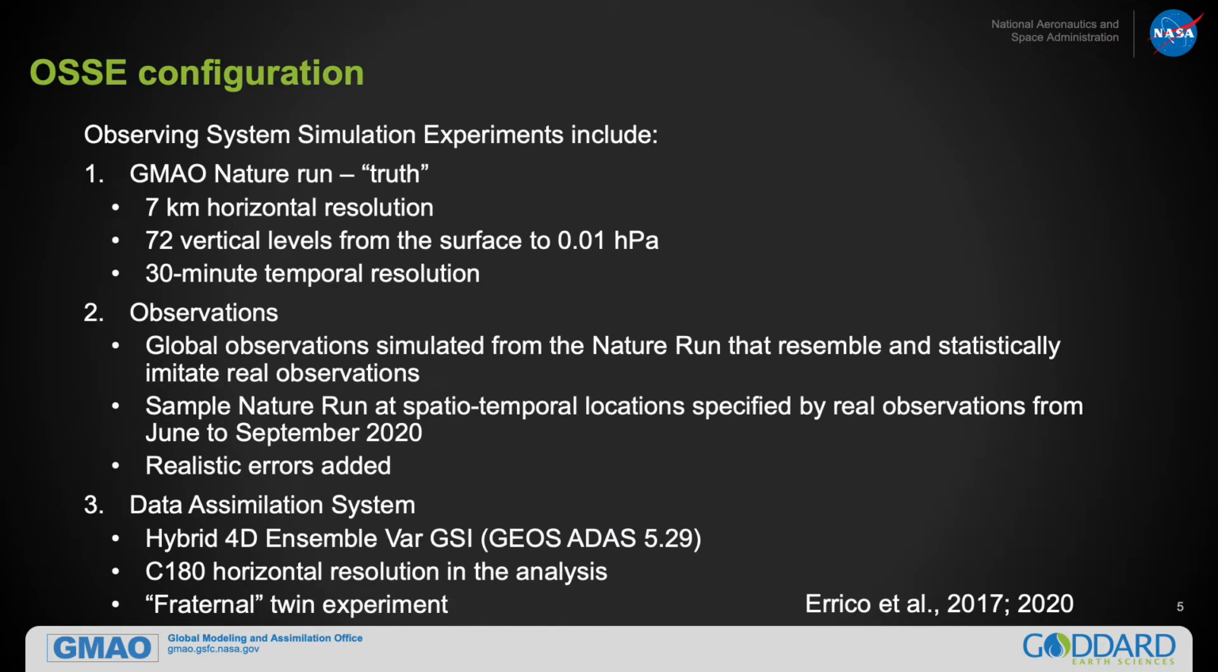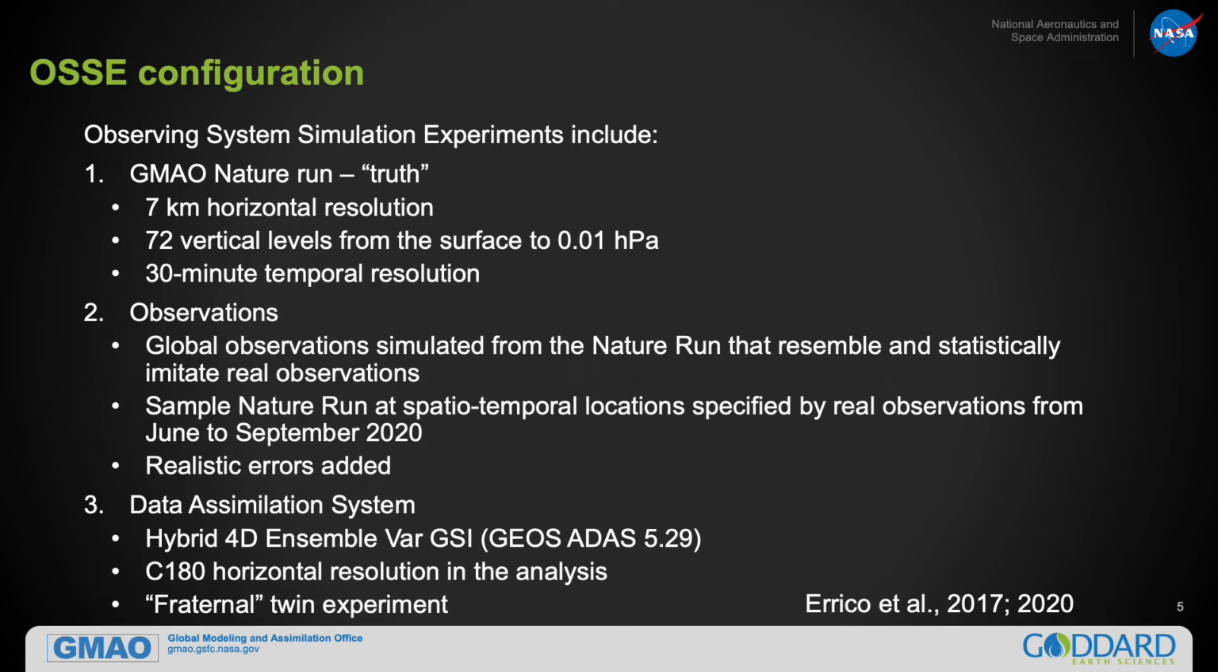In preparation for GXS, our group examined the impact that can be expected from a ring of geostationary sounders using an Observing System Simulation Experiment. An OSSE includes 3 major components. The first is a nature run. For these experiments, the nature run can be considered the truth. We use the GMAO nature run with a 7-kilometer horizontal resolution, 72 vertical levels, and a 30-minute temporal resolution.